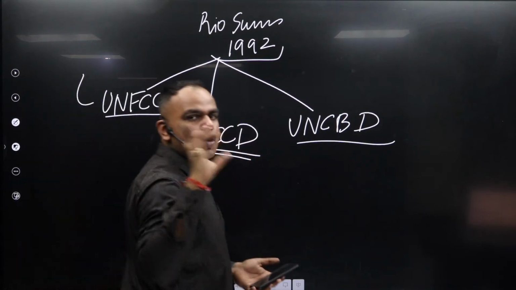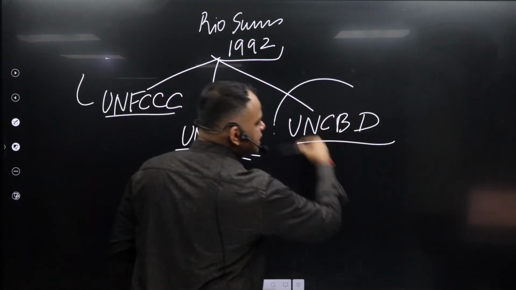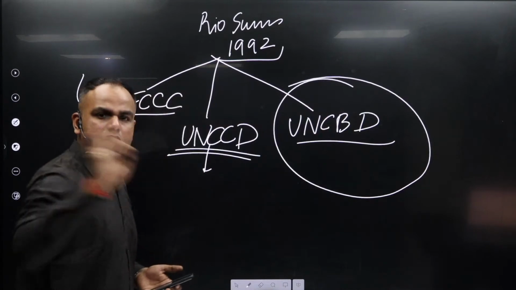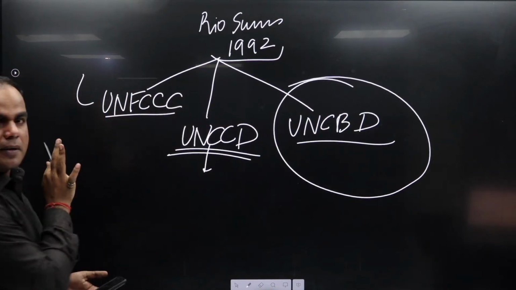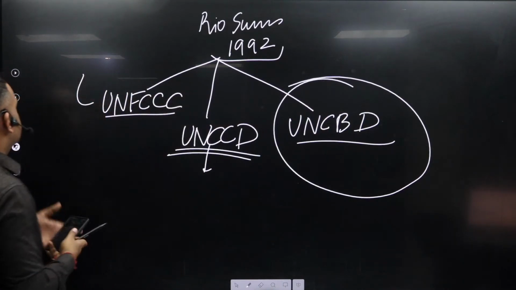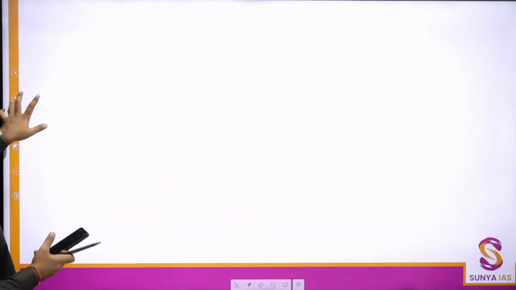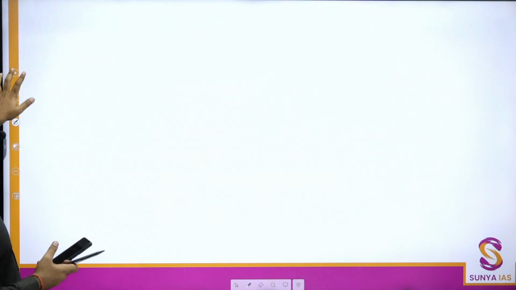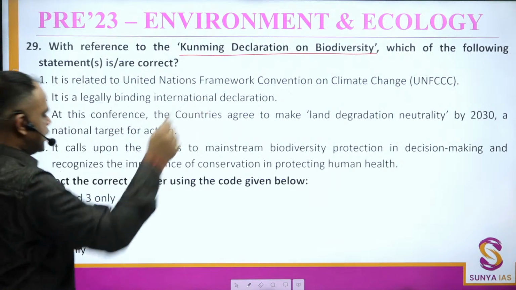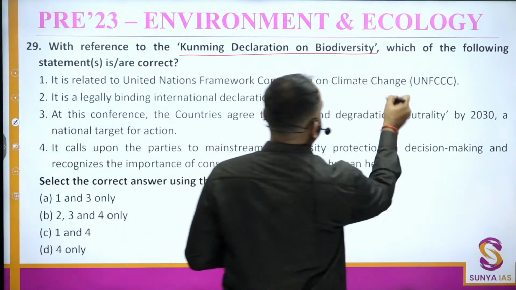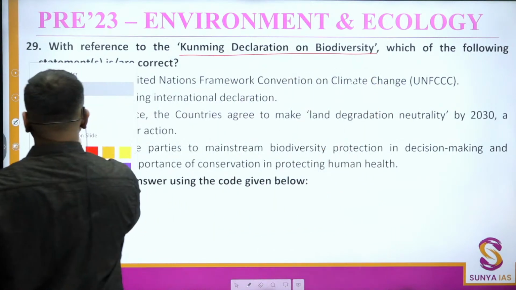So when I'm talking of Kunming Biodiversity, I'm actually talking of UNCBD. I'm not talking of UNFCCC or CCD. If you understand this part, then this question will be very easy for you. It is related to UNFCCC. No. It is related to CBD. So one is wrong.